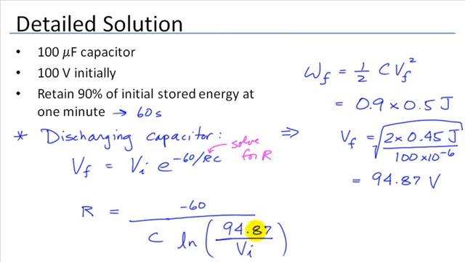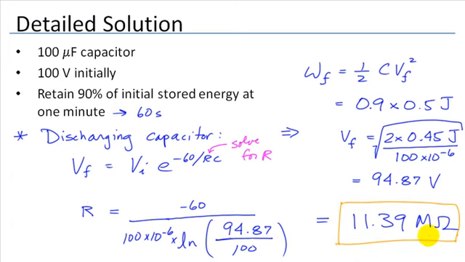Let's go ahead and drop in the numerical values. And when you enter all these numbers into your calculator, you have 11.39 mega ohms. So as long as the leakage resistance does not fall below this value, then we satisfy the problem requirement.